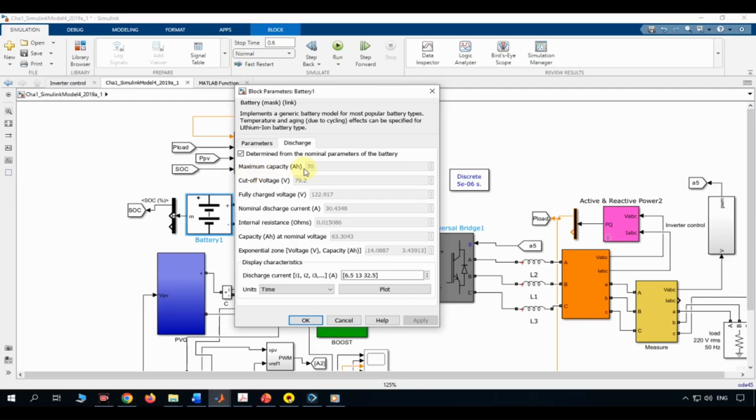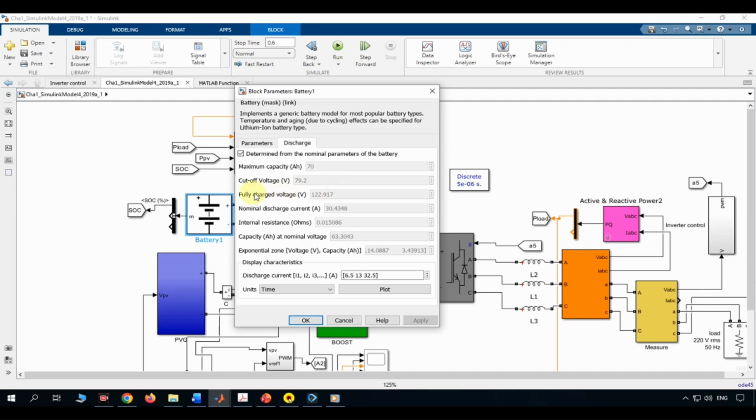Maximum capacity equals 70. This just matches our rated capacity from before, 70 amp-hours, the total charge the pack can hold. Cutoff voltage, V, equals 79.2. This is the minimum voltage the battery is allowed to discharge down to before it's considered fully depleted, the point where the discharge curve's steep final drop-off happens. Simulink typically sets this around 60% of nominal voltage for Li-ion, which checks out. 79.2 is roughly 75% of the 105.6 nominal, a conservative cutoff that protects the cells from deep discharge damage.